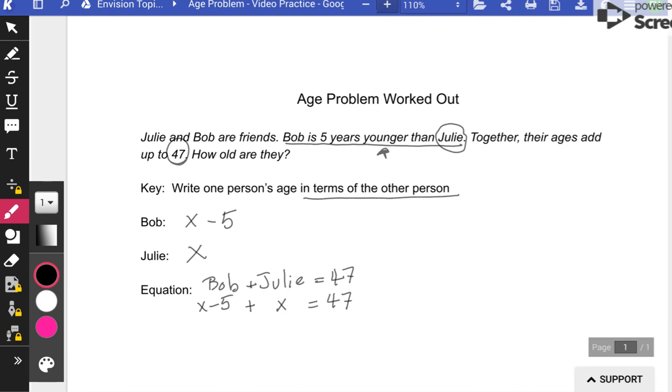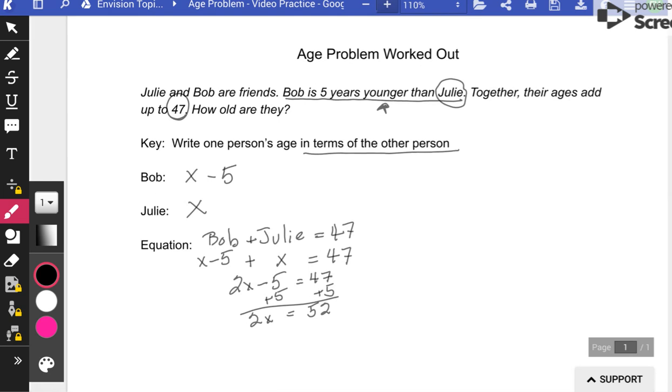In order to solve this, we combine like terms, so we get 2x minus 5 equals 47. Then we're going to add 5 to both sides, so we get 2x equals 52. To find Julie's age, we're going to divide by 2, and we get x equals 26. So Julie's age is X, so Julie is 26 years old.